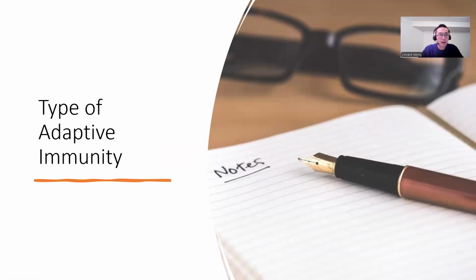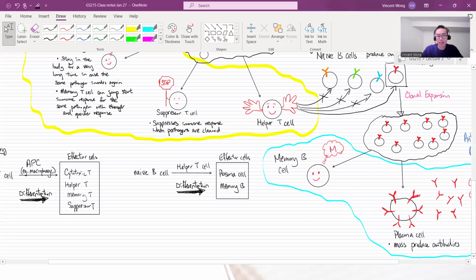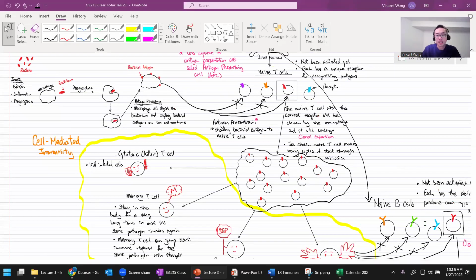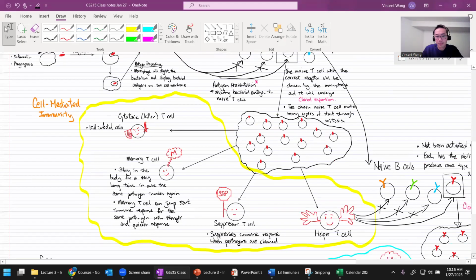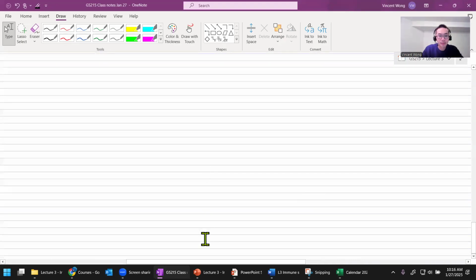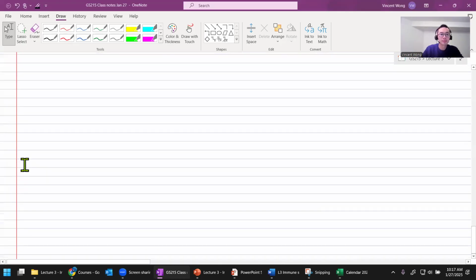Okay, hopefully you learned something from that. Now we're going to talk about the different types of adaptive immunity. Okay, and we're going to write another note. One of the favorite things to do in my class, note writing. All right, let's make some more room. Okay, gonna zoom in a little bit.